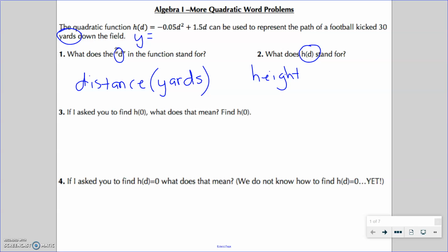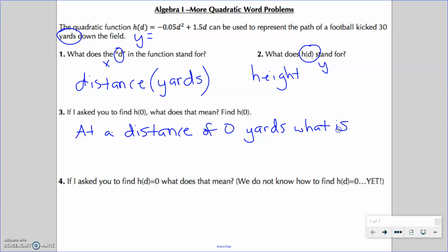Okay, so remember, d is kind of like your x value. H of d is like your y value. If I asked you to find h of 0, what does that mean? So that means I'm plugging in 0 for d, right? So if I'm finding h of 0, I'm saying at a distance of 0 yards, what is the height? Okay, that's how you would say that in words.